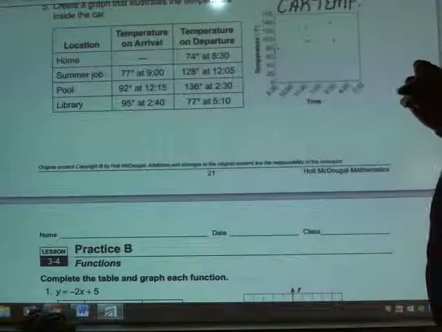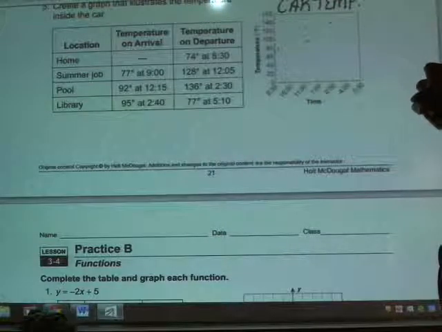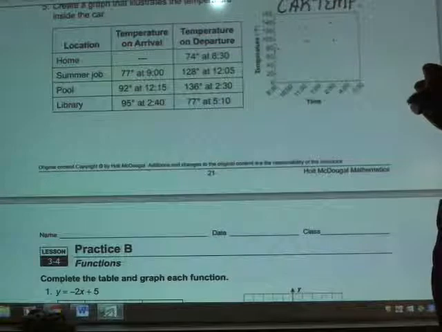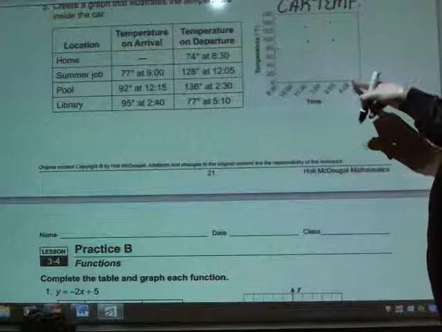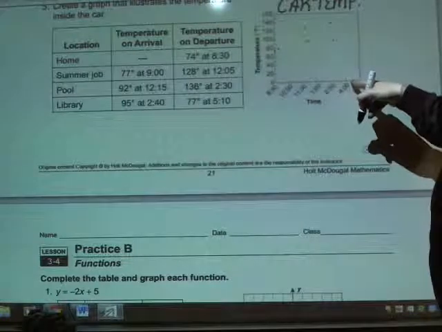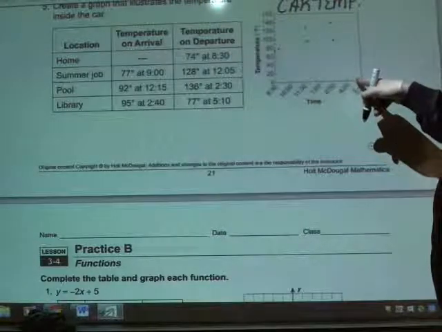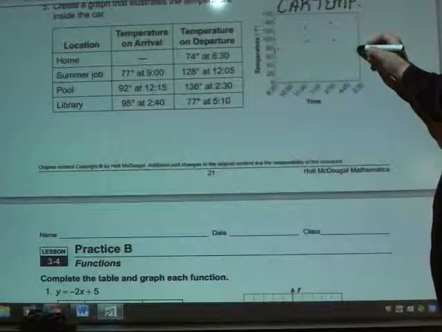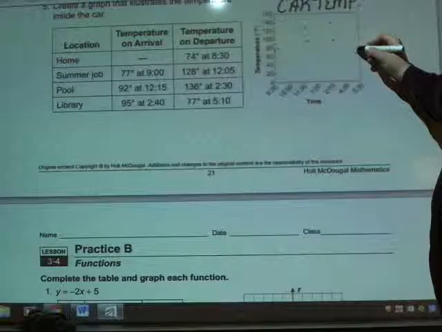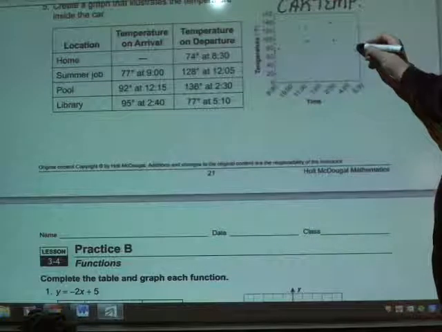And then when I leave the library, which is my last dot that I'm going to put on here, it's 77 degrees at 5:10. Well, we know the end of the graph here is 5:30. Halfway between 4 and 5:30 would be 4:45. So past halfway, probably just go close to the end there. Go up to 77 degrees. Halfway between 60 and 80 would be 70, so you want to get closer to 80.